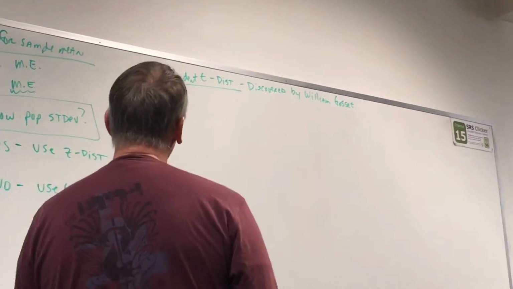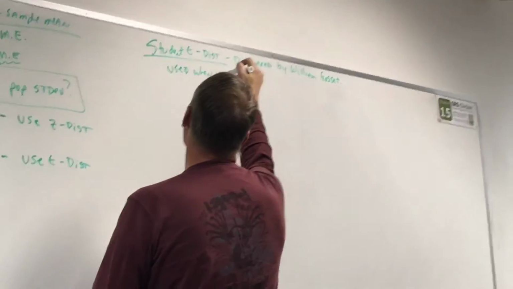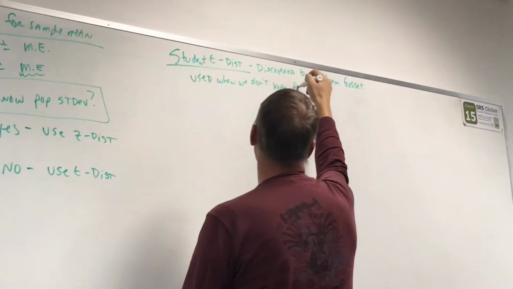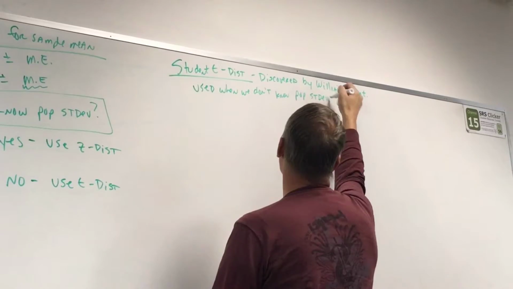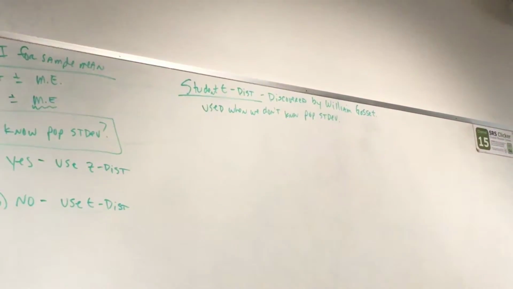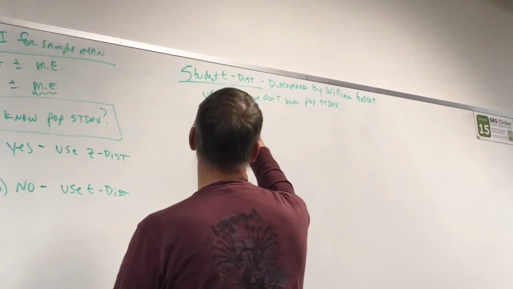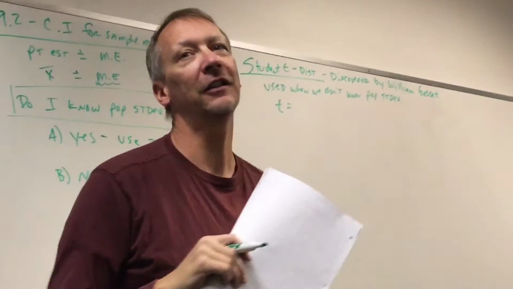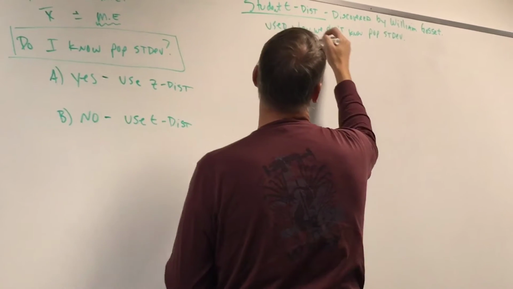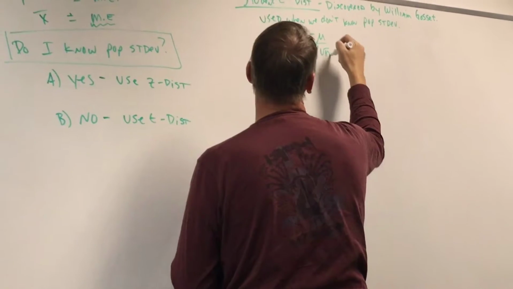Okay, so it's used when you don't know the population standard deviation, which is a lot. We usually don't know it, so we use it a lot. Okay, so the equation for the T distribution, you may look at this and you say, gosh, that looks really familiar. Okay? The equation is going to be X bar minus mu over S over the square root of n.